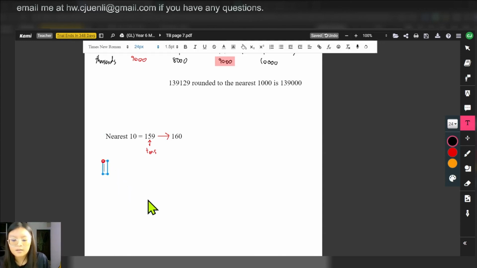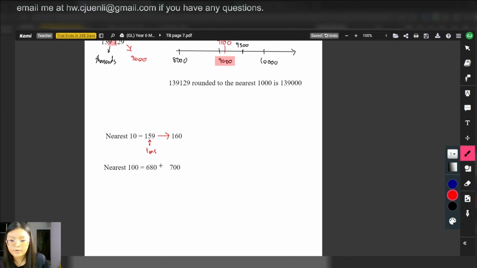Whereas this next one, nearest 100 equals to, let's say, just use a different number. All right. Say it's 700. So let me just draw an arrow here. So 680 is actually 700 when rounded up to the nearest 100 because 6 would be your hundreds. Focus on that. We have 600 and 700, but it's closer to 700, so the answer is 700.